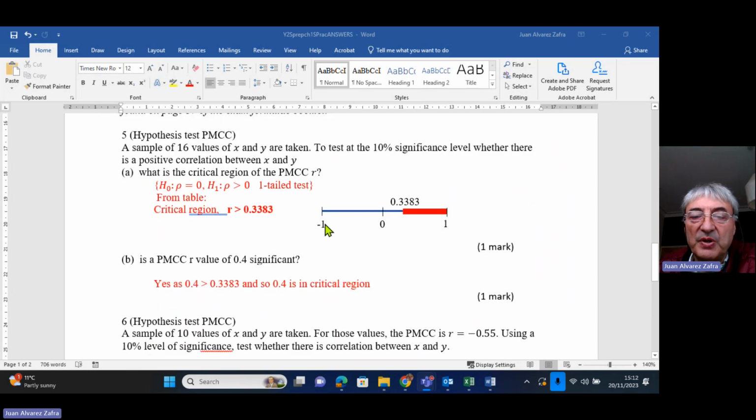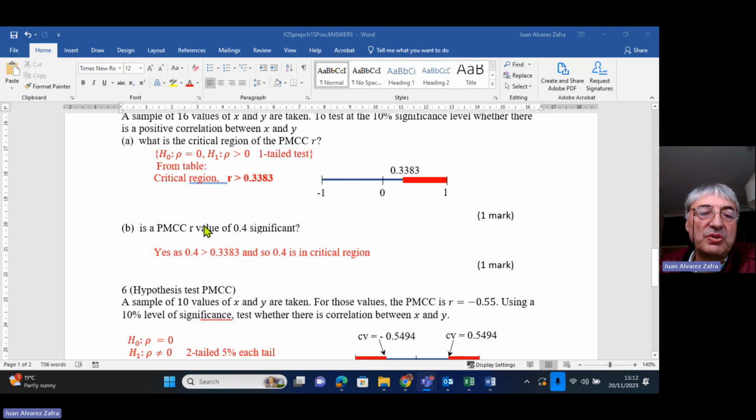And so the critical region for positive correlation that would essentially occupy 10% would be any value of r greater than 0.3383 would in this case be significant. So if we get a product moment correlation coefficient of 0.4, is that significant? Yes, it is, because it's in the critical region. It is greater than 0.3383, in this red region here.